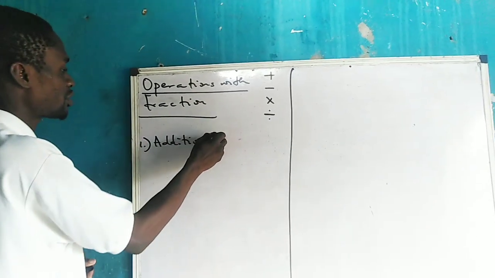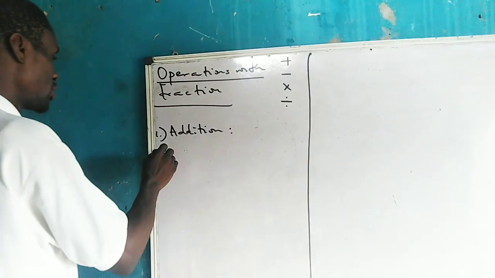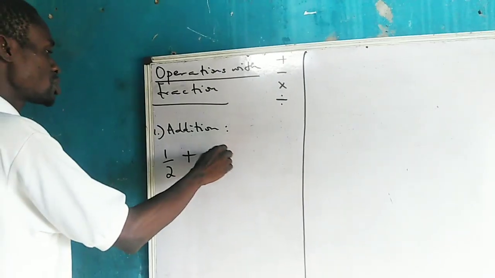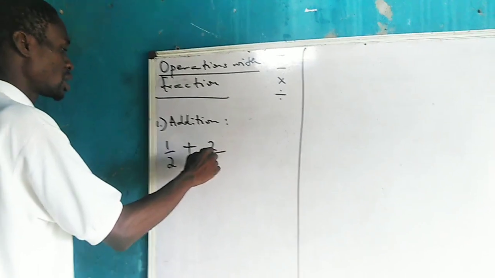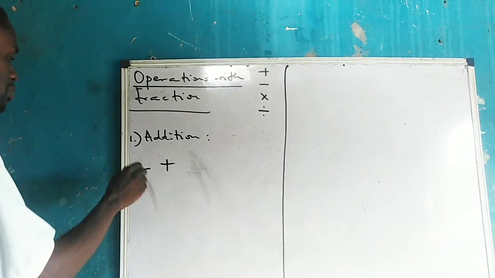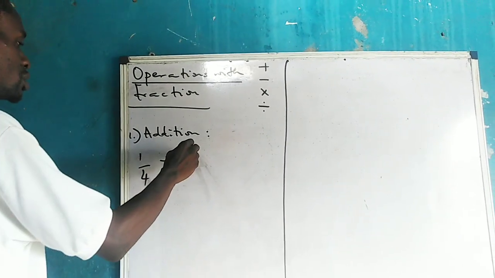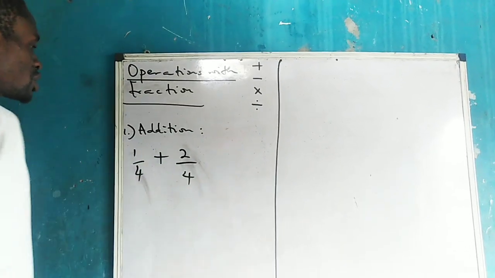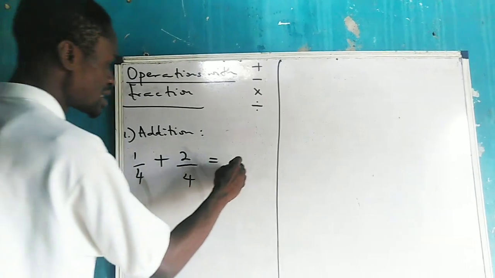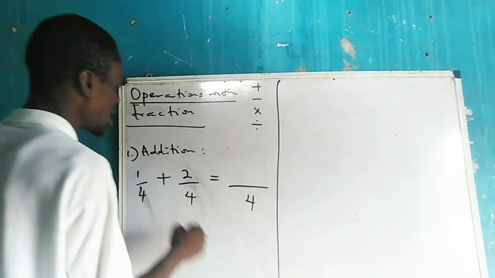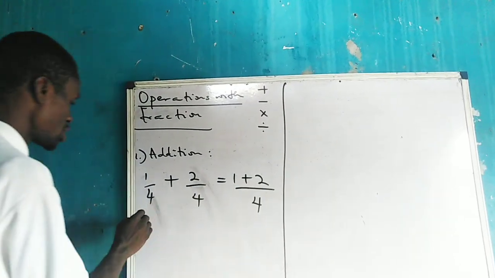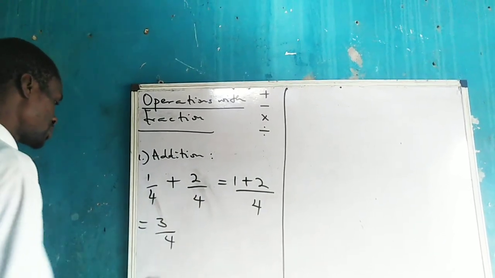Addition under fractions. Let's say I have 1 over 4 plus 2 over 4. For this type of fraction, the denominators are the same. You just pick one denominator and then add the two numerators. That will be 1 plus 2, so that will give you 3 over 4.